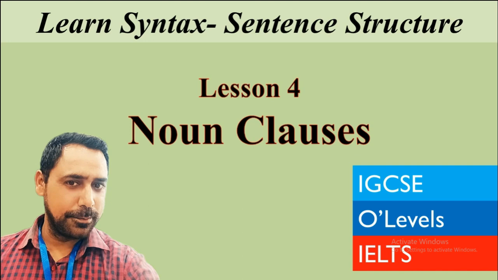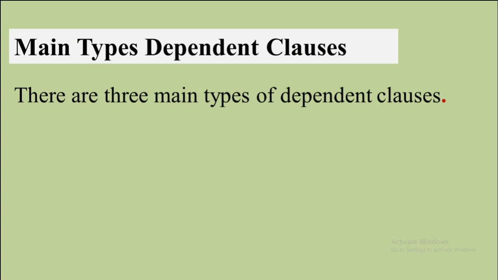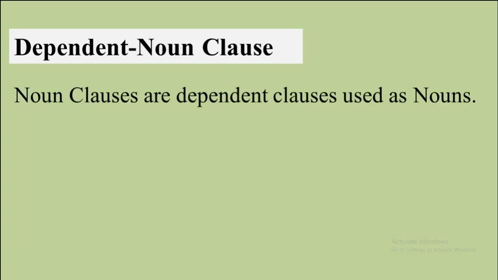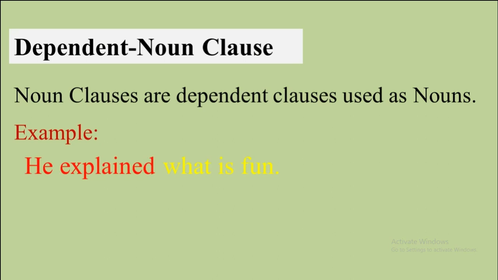Lesson 4. Noun clauses. Main types of dependent clauses. There are 3 main types of dependent clauses: noun clause, adverb clause, adjective clause. Dependent noun clause. Noun clauses are dependent clauses used as nouns. Example: He explained what is fun. What is fun? It's a noun clause.